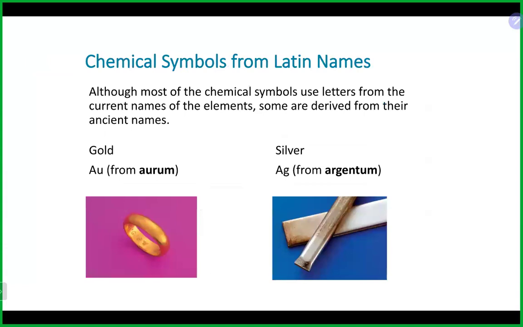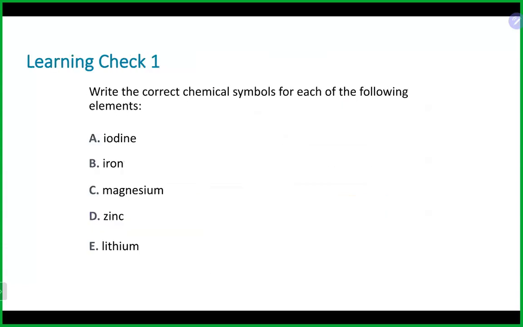Some of these we just talked about. Again, gold comes from Latin, which is why it's Au. Silver there, Ag. All right, so let's run through some of these. Iodine is I. Iron is Fe, again, capital F, lowercase e. Magnesium is Mg. Zinc is Zn. And lithium is Li. Again, two-letter symbols are capital, lowercase; one-letter symbols are capital.